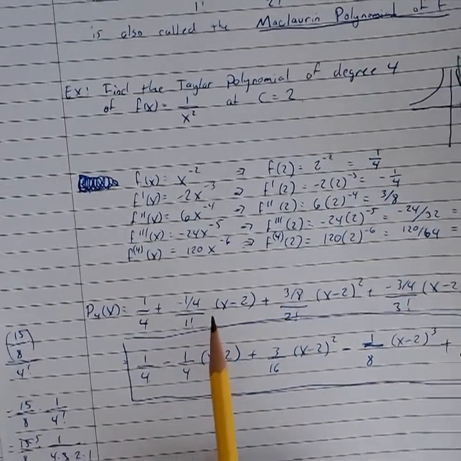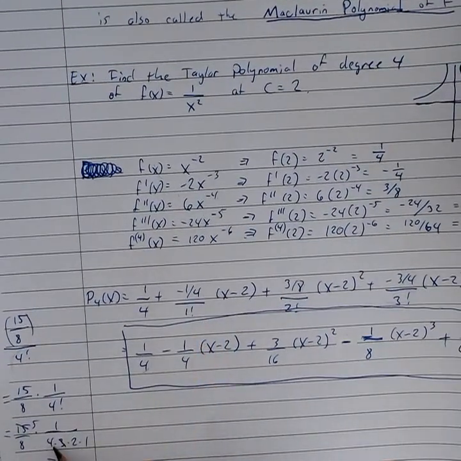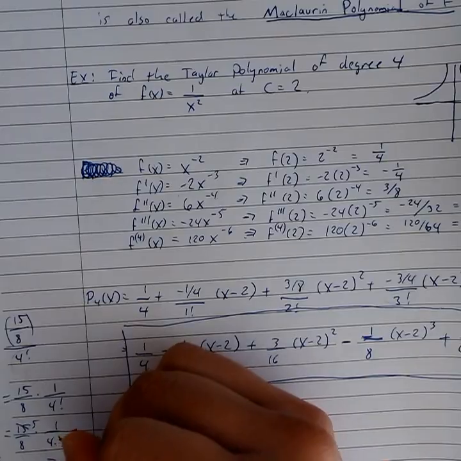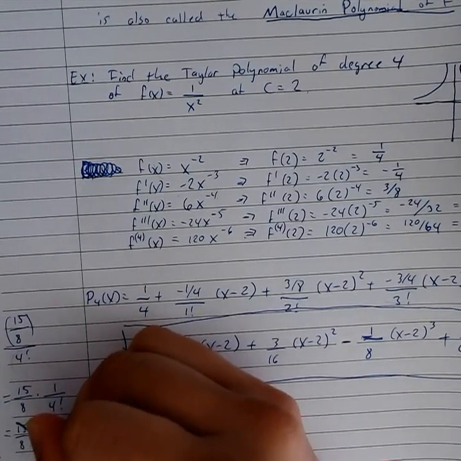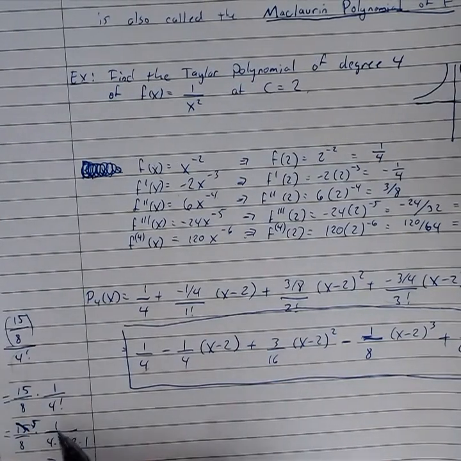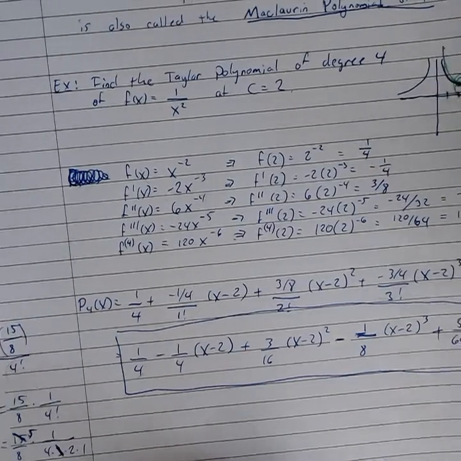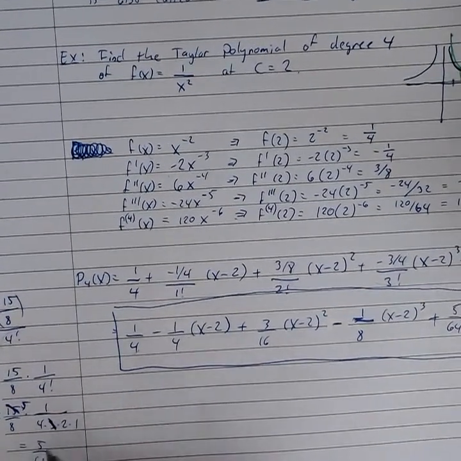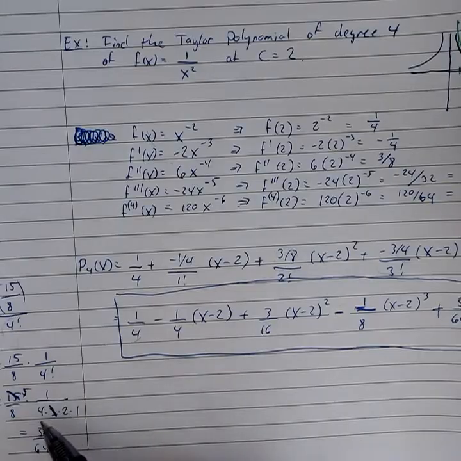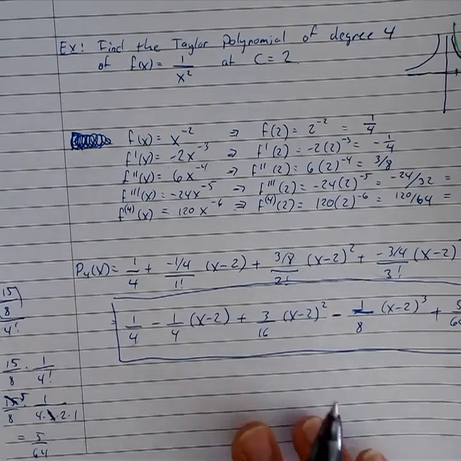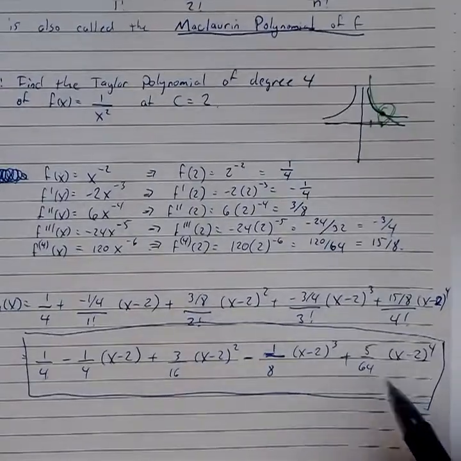But now, 4 factorial is 4 times 3 times 2 times 1. And here, I note that 3 goes into 15 5 different times. So now 1 times 5 is 5 in my numerator. And my denominator is 2 times 4 is 8, times another 8 is 64. So 5 over 64 is my coefficient over here.